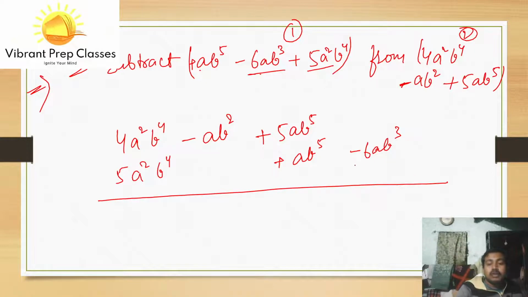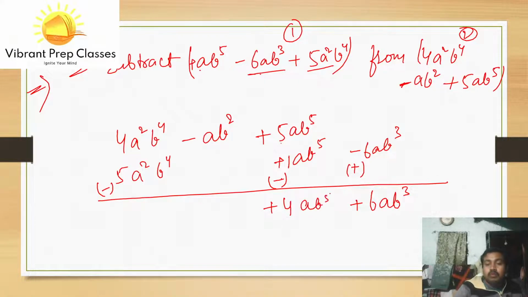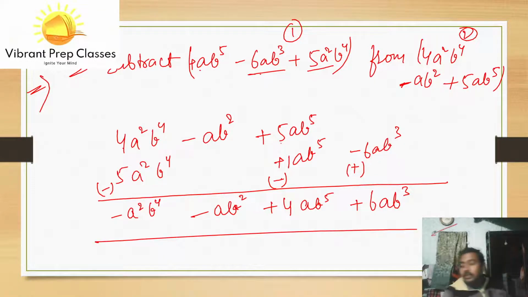So as we subtract, minus will change to plus, plus will change to minus, plus will change to minus. So it will be plus 6ab cube, plus 5 and minus 1, that is plus 4ab5, minus ab cube, plus 4 and minus 5 will be minus a square b4. So it was very easy to do. Is it?